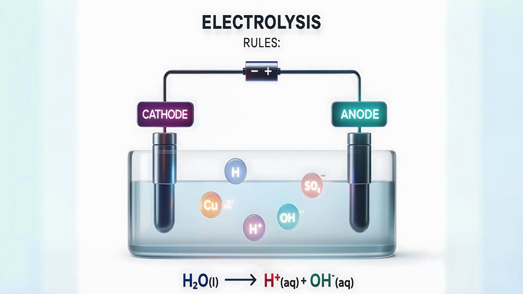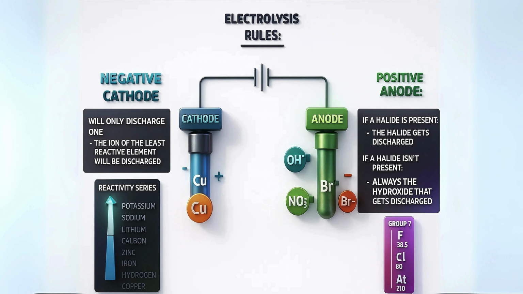However, there's a small challenge when dealing with aqueous solutions. In addition to the ions from the compound itself, water also ionizes slightly, producing hydrogen ions, H+, and hydroxide ions, OH-. This means that in any aqueous electrolyte, there are 4 types of ions present, 2 from the solute and 2 from the water. As a result, we have to determine which ions will actually be discharged at each electrode. To figure that out, there are a couple of simple rules you need to remember.